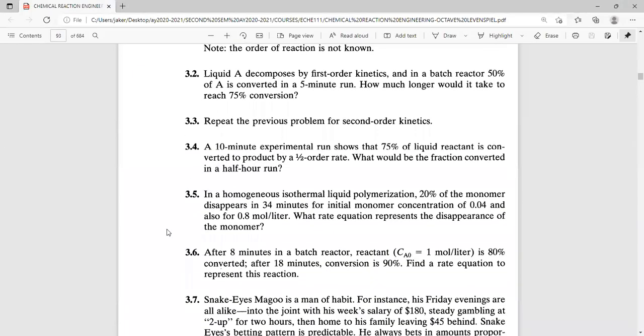So we go to 3.2. Liquid A decomposes by first order kinetics. What is good about this is it's already stated that you have a first order rate law. Your reaction is first order, and it's to be facilitated in a batch reactor, and 50% is converted in a 5-minute run. How much longer would it take to reach 75% conversion? What is good about the problem is that you're already given the order of the reaction. So we go back to our Jamboard and then solve this one.